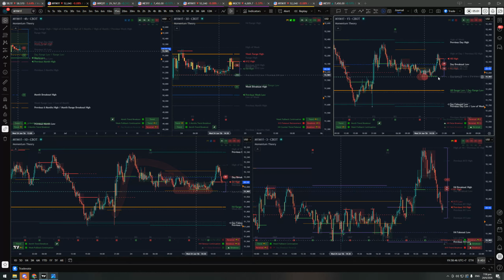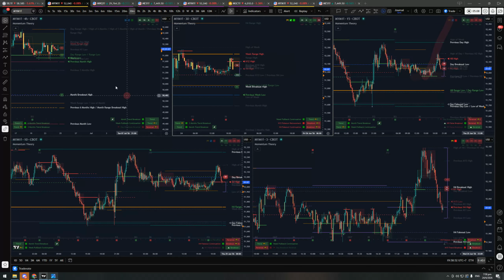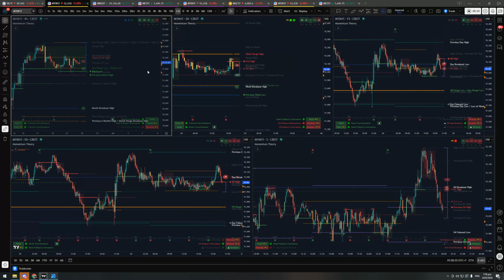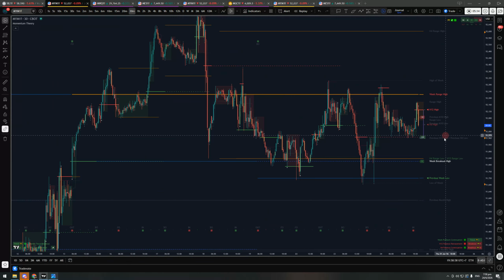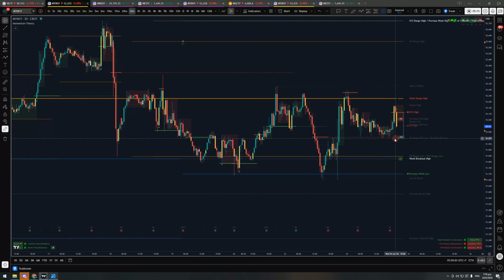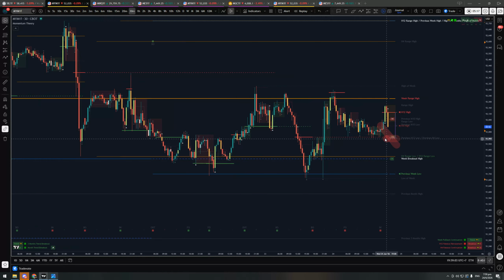So I do like seeing that rejection. We have that breakout, price pulling back, rejecting, and I want to see that continued move up. What I'm looking for right now is a fake out of this H12 low at the bottom here. I was looking for this in London session, didn't get that fake out of the low.